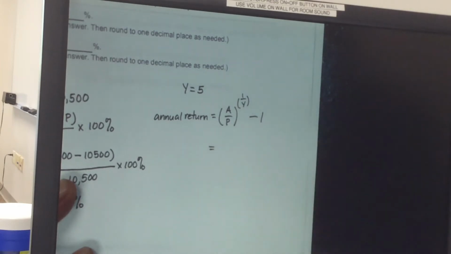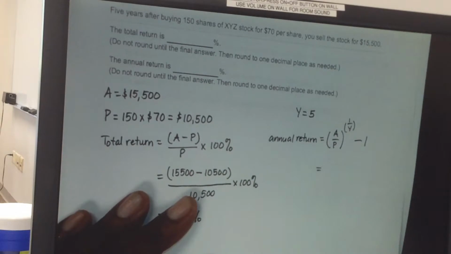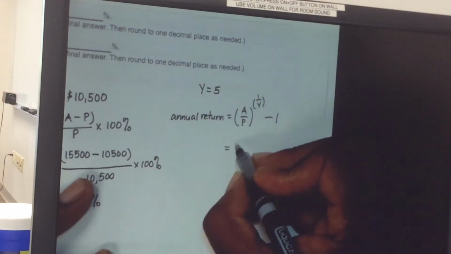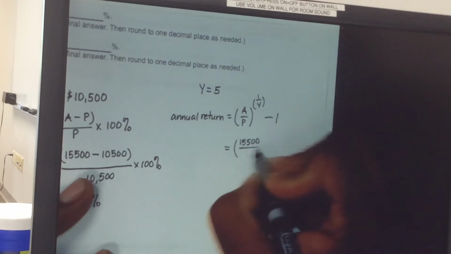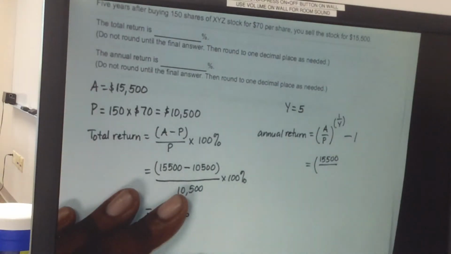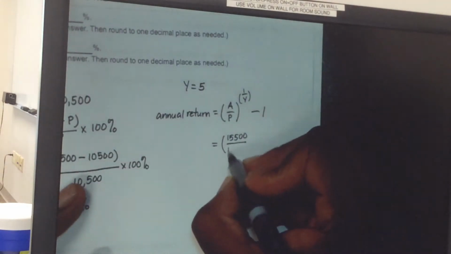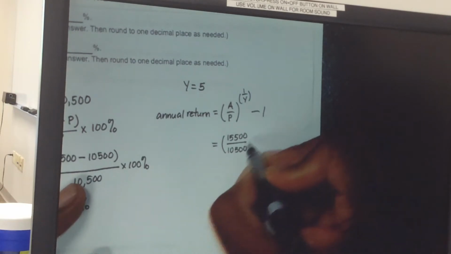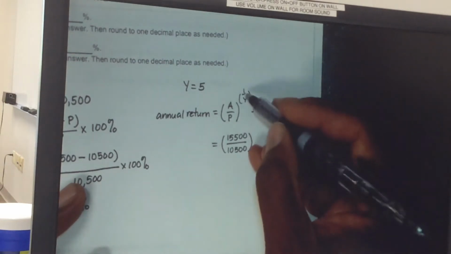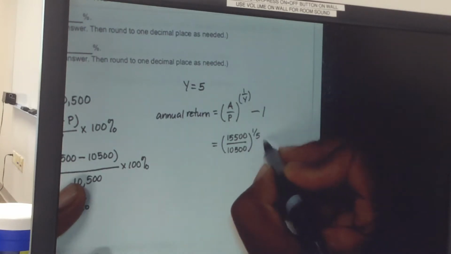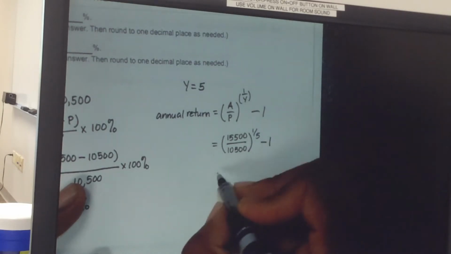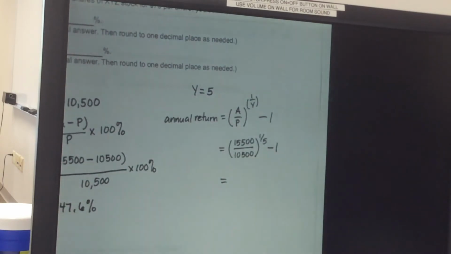minus 1. So here the A was $15,500 divided by the P, which was $10,500. That's raised to the 1 over Y. Y is going to be 5, so it'll be to the 1/5 power minus 1. And this can be done in the calculator.